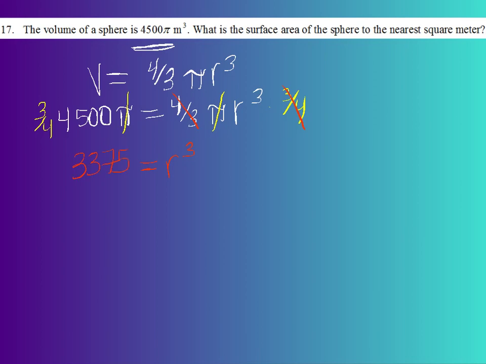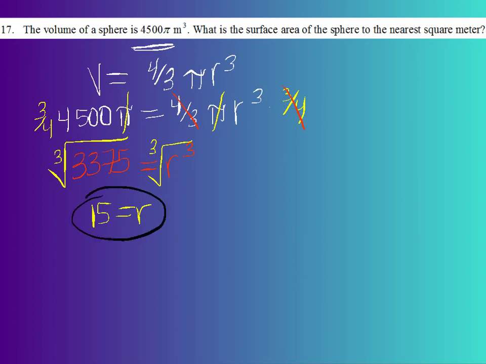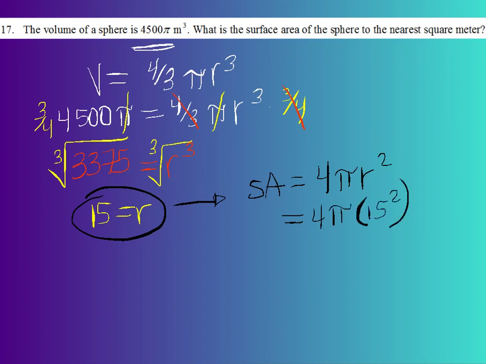And in order to solve for your radius, since you're cubing it, you just take the cube root. So we're cube rooting each side. And we see that radius is equal to 15. So now I'm going to take that and plug it into surface area. Surface area for a sphere is found by taking 4 times pi times r squared. So plugging in 15 for radius, I have 4 pi times 15 squared.